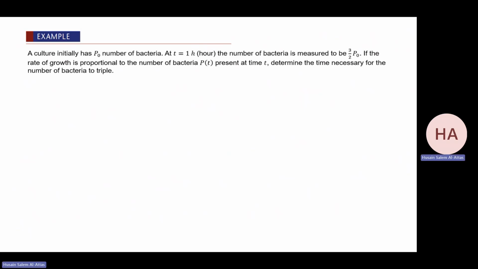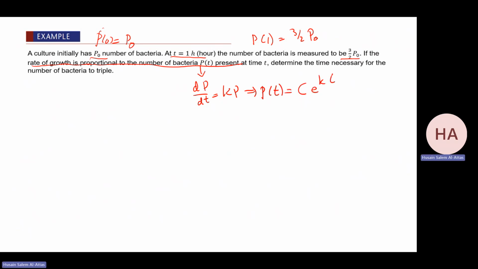Another question. Here we don't have numbers. No need for what is P0, but we can deal with it. A culture initially has P0, so P at 0 is P0. At t equal 1, the number becomes 3 over 2 P0, so P at 1 is 3 over 2 P0. If the rate of growth is proportional to this, that means dP by dt equals kP, which means P of t equals C e^(kt).